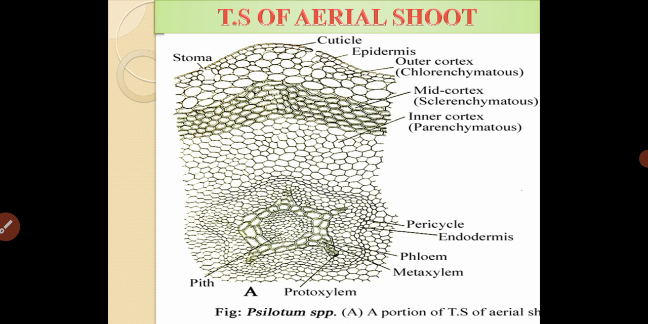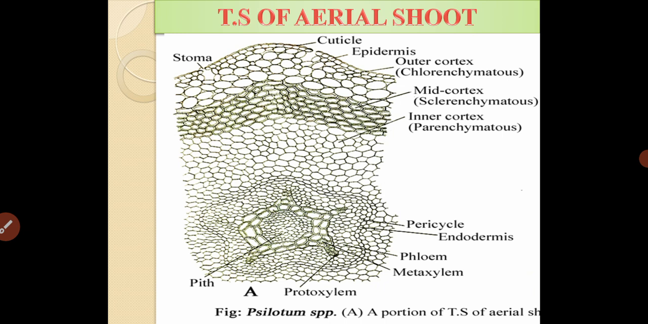The next region is the cortex, which is differentiated into three regions: outer cortex, middle cortex and the inner cortex. Outer cortex is made up of chlorenchyma cells that help in photosynthesis. Middle cortex is made up of sclerenchyma cells which give the mechanical support. Inner cortex is made up of parenchyma cells which help in storage.